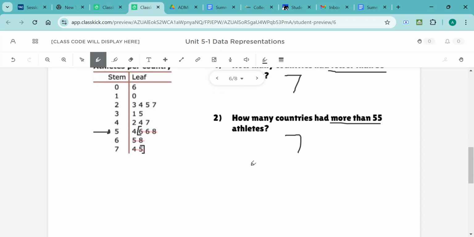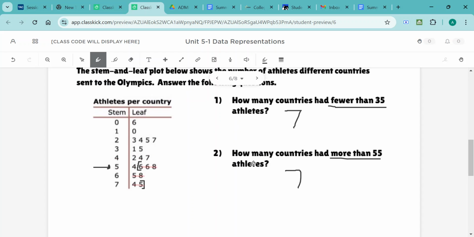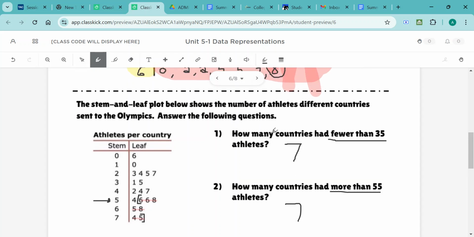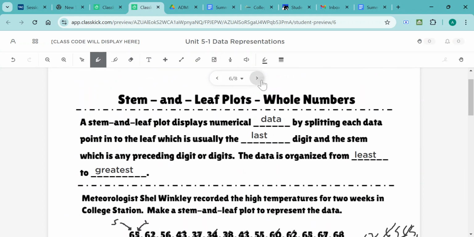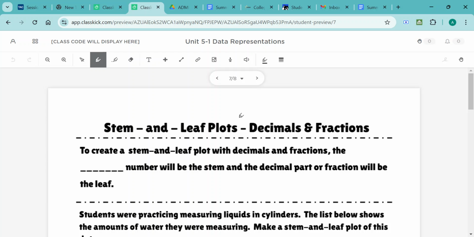Yeah, cool. All right. So again, this is a lot of reading and understanding what the question's asking. And then once we understood what the question was asking, it's really just counting, right? Counting to 7. Not too bad, but we have to know what the question's asking. All right, so this is all whole numbers. Sadly, in 5th grade, we don't only deal with whole numbers in stem and leaf plots. That'd be a little easy. We also have to deal with decimals and even fractions maybe.